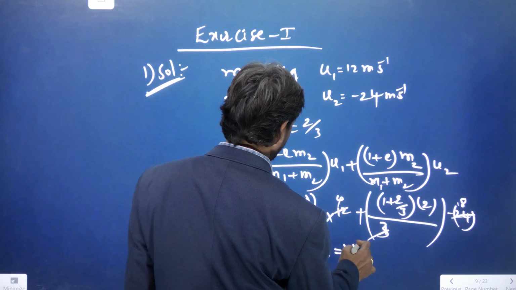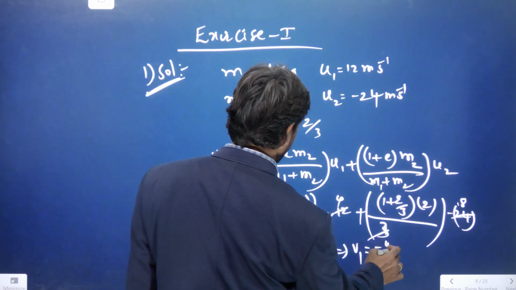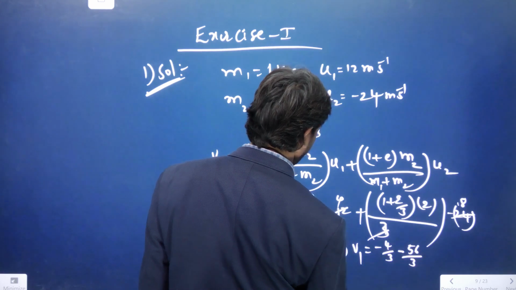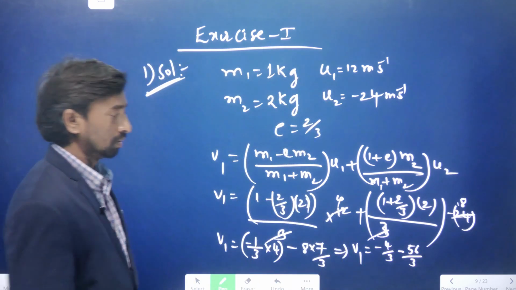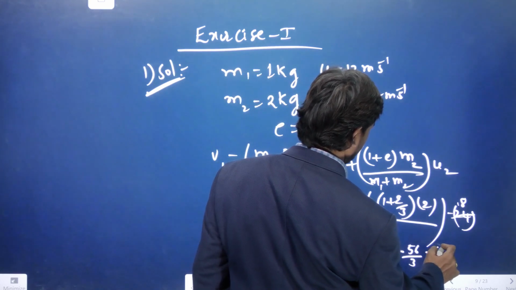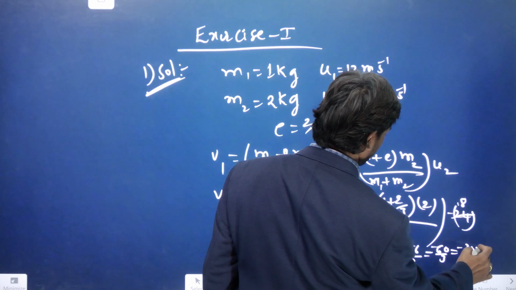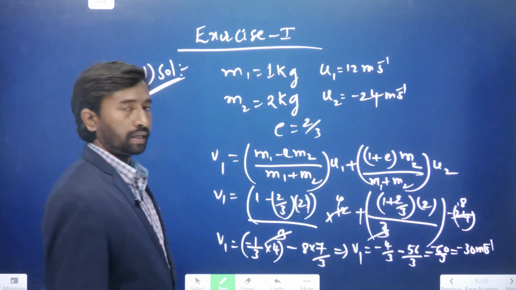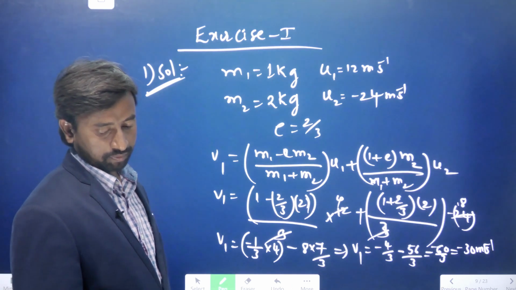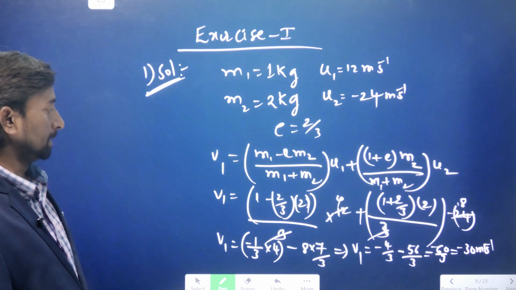So v1 equals minus 4 by 3 minus 56 by 3. How much do you get? Minus 60 divided by 3, so that will be minus 30 meters per second. The minus indicates it will be moving in the opposite direction. Minus 60 divided by 3 gives minus 30.